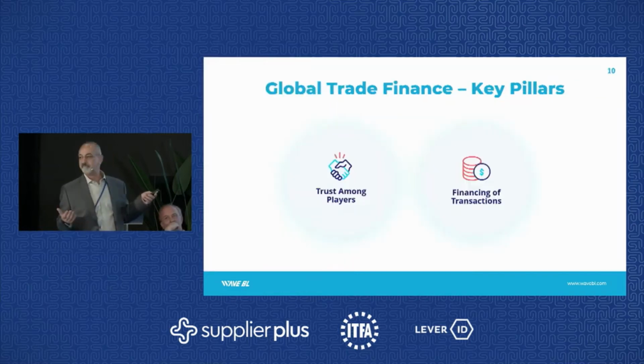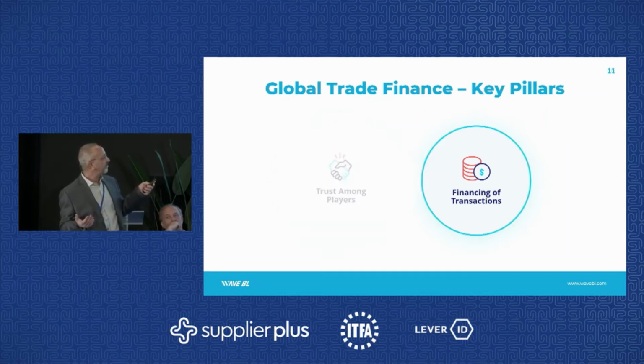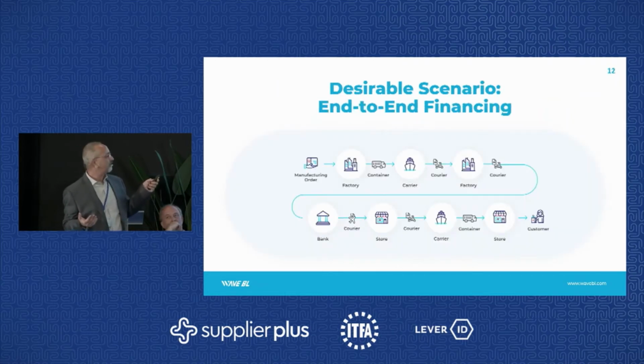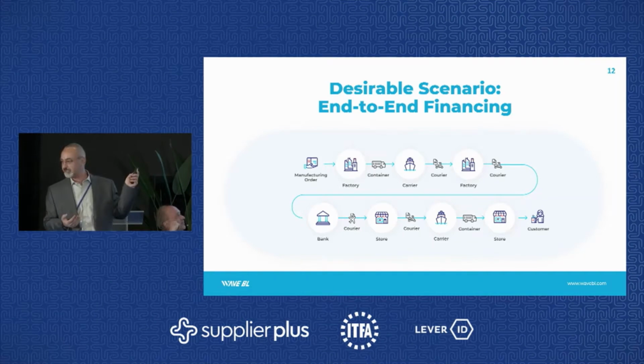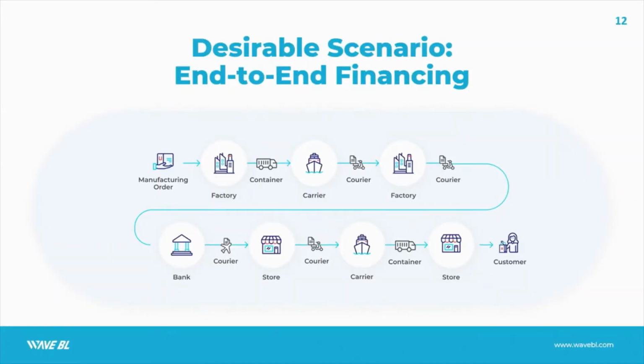We have a problem. Now, let's look at the other pillar, the financing. When we talk about the financing, that journey that you're seeing here, am I competing with your charts, Sean? No, that's good. Okay, so that's the document process on a shipment. It starts with the manufacturing order and the factory and container and carrier and courier and another.